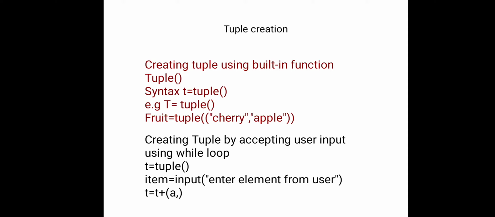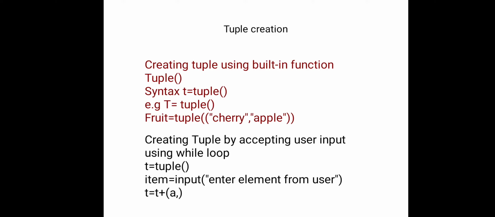When we use this, an empty tuple will be created. Then, for example, if we want to add elements, we don't want to create an empty tuple. We want to create a tuple which contains string values. So here we have taken a tuple fruit, and by using the function tuple, we are creating a tuple which contains the arguments cherry, apple. When we run this, we get a tuple of fruit names with the values cherry, apple. So by using the built-in function tuple, we can create an empty tuple as well as a tuple containing values.